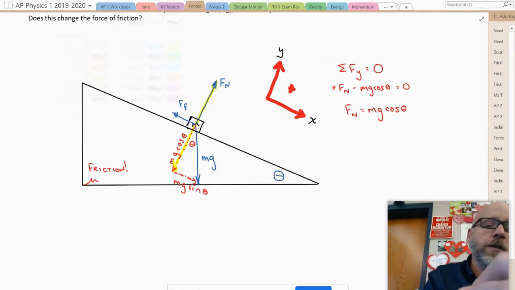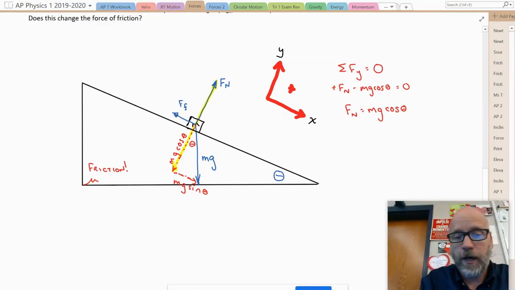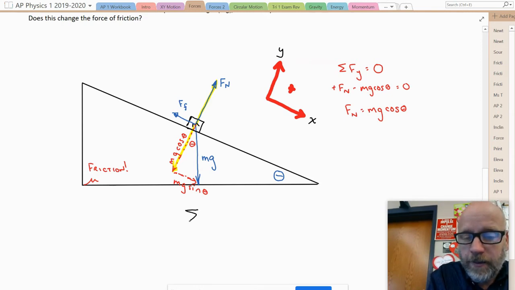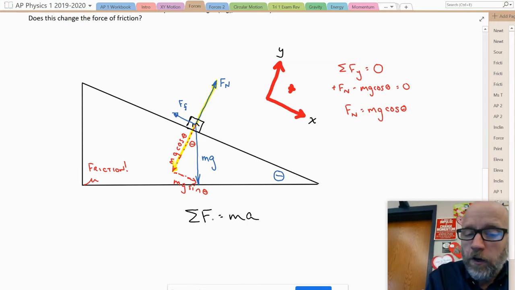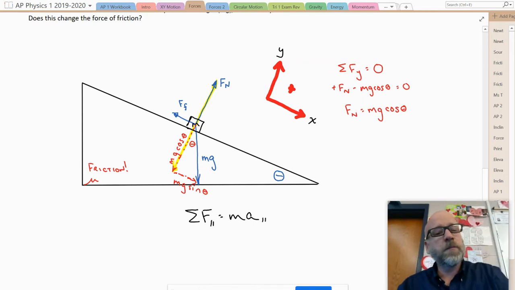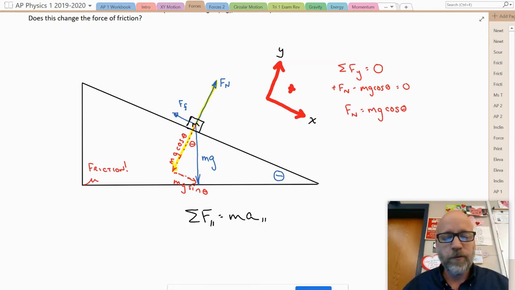Now back to work. If I look in the direction of motion down the inclined plane, I can say that the sum of the forces is going to cause the mass to accelerate. Now, I'm going to go ahead and call that forces, you know what? This time, I'm going to call them force parallel. It's just a different subscript. It just means parallel to the surface. I bring it up because different physics teachers write it different ways. No big deal.